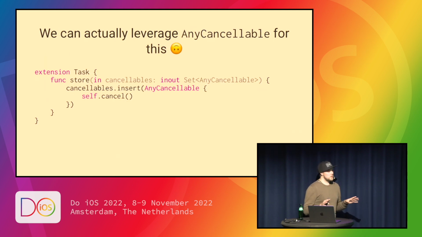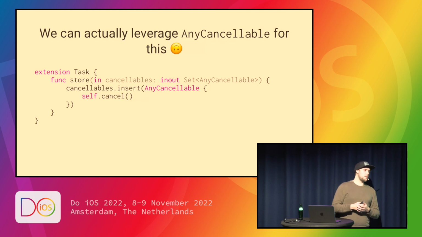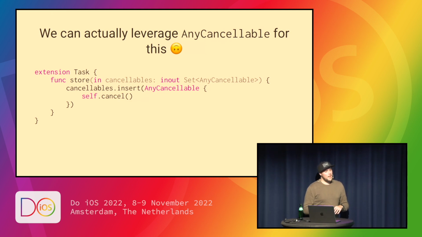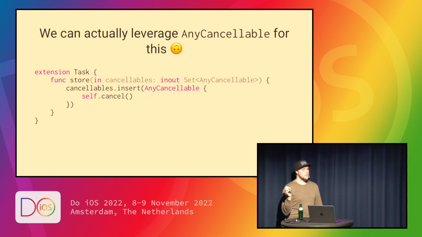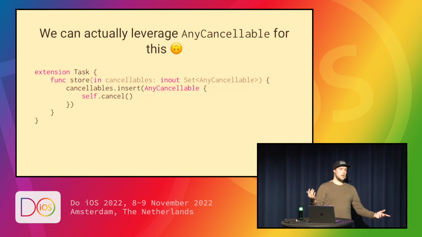And this is a bit of a tongue-in-cheek solution. It's a bit cheeky because we are just going to bring combine back in because I like combine so much. What we can do is we can leverage that any cancelable paradigm that I told you about before. Whenever that gets deallocated, everything in the subscription is torn down. Turns out that any cancelable is just an object that accepts a closure that is executed in its deinitializer. So we can say on task, store this task in a set of any cancelables, and we can take that as an in-out parameter, and we can say insert an any cancelable that simply calls self.cancel for the task. This will cancel a task whenever the cancelable is deallocated, and we've cleaned up after ourselves nicely.